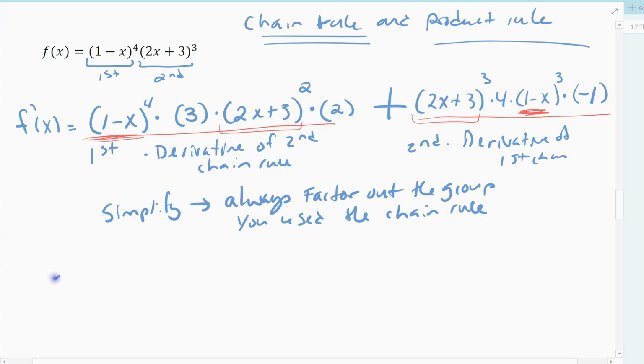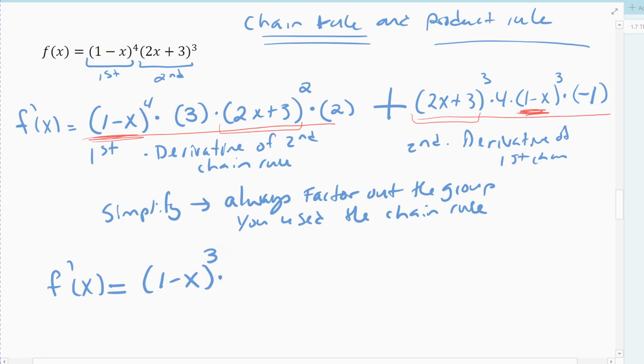So that's what we're going to simplify. We're going to factor out the common groups, as many of them as I can. All right, so I can factor out the group 1 minus x, but I can only pull 3 of those out, because I only have 3 of them in the second term, which means I'm going to have 1 left over in the first term.